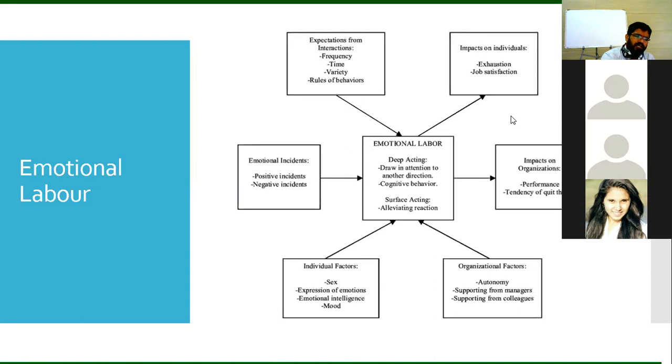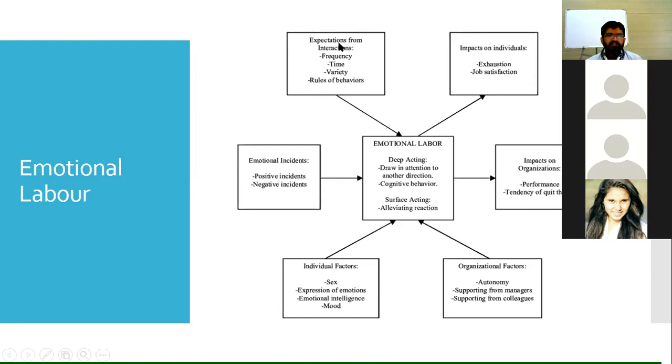I've given some variables which normally define emotional labor, like expectation from interactions: frequency, time, variety, and rules of behavior. What kind of interaction is required? Then the impact on individuals: the employees who are providing that service become exhausted. What about their job satisfaction? Are they satisfied with the job? Then the impact on the organization: the performance and the tendency to quit the job will impact the organization.